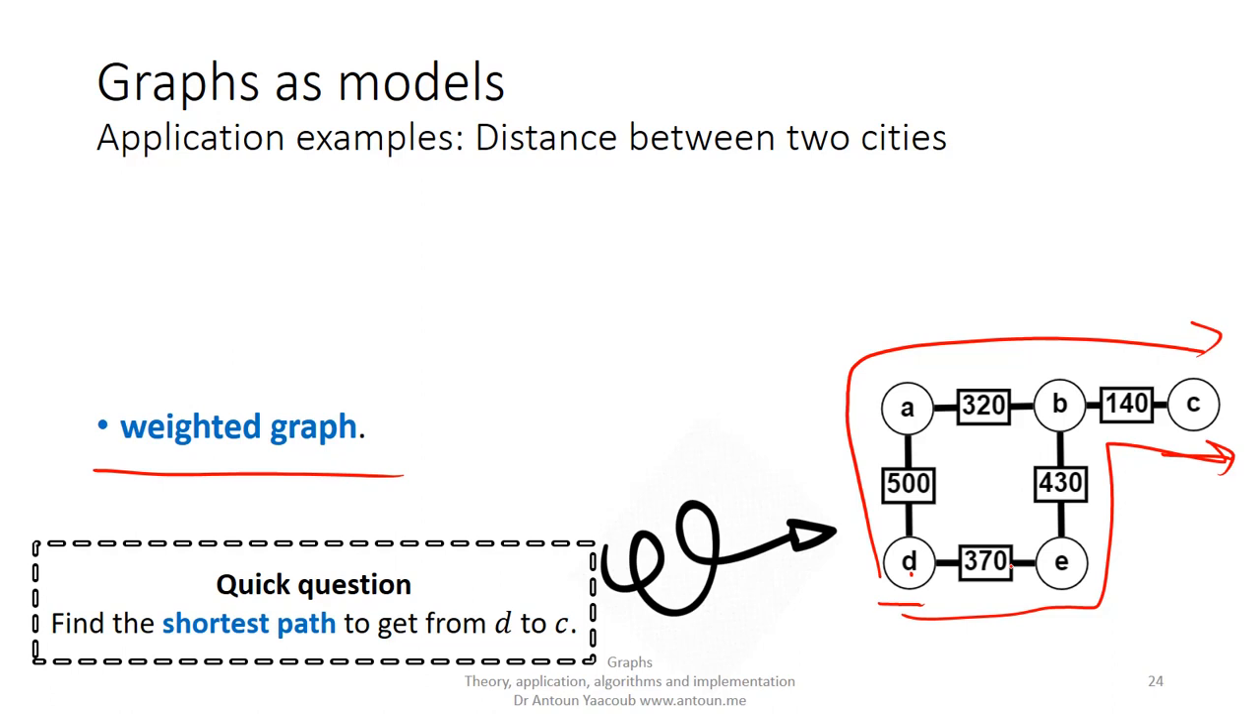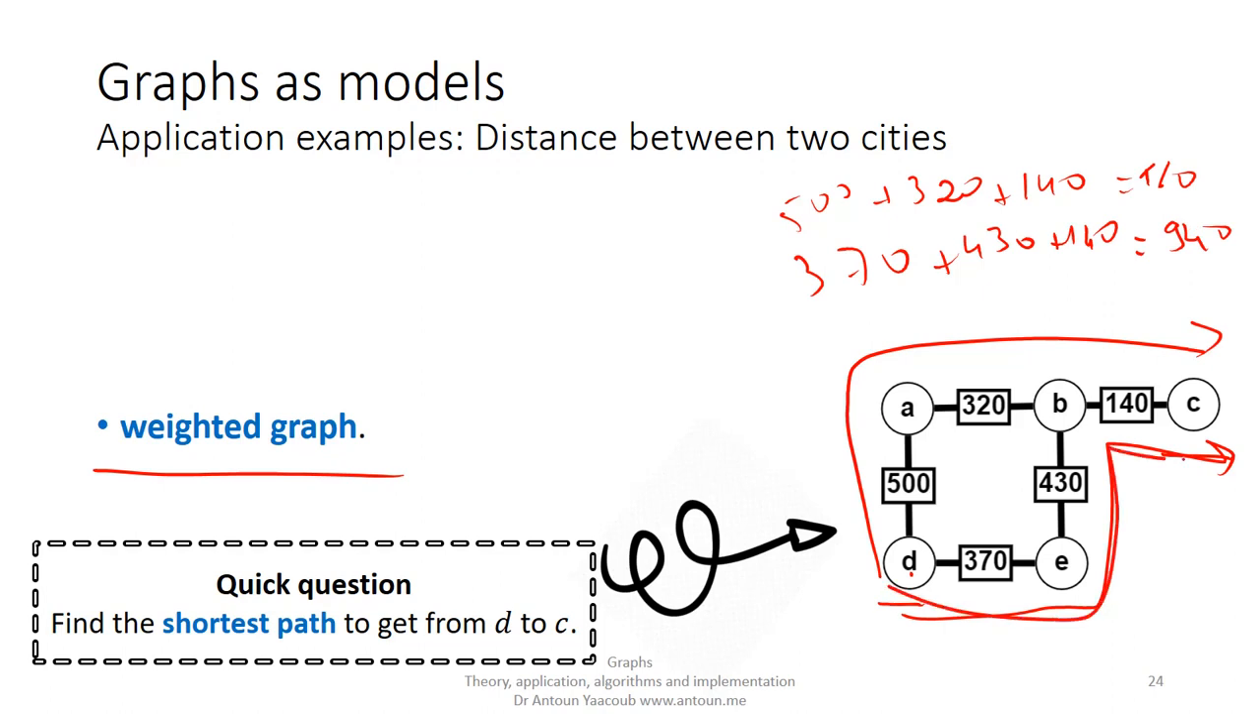So if I want to calculate the first one, it's equal to 500 plus 320 plus 140, which is equal to 960. And the other option is to take DE plus EB plus BC, which is equal to 940. So obviously I need to pick this one because it's the shortest. This is one of the most known applications in graphs, and this is why we use them to calculate the shortest path between any two vertices. And we will have a dedicated chapter for the shortest paths, for the minimum spanning tree, and for all this subject. So we'll cover that in detail later on.